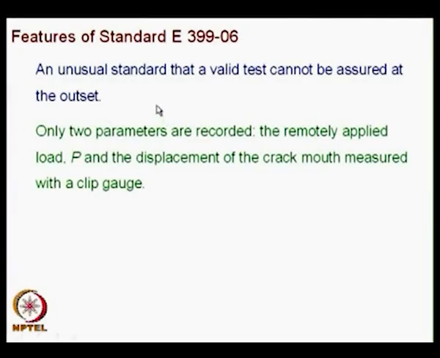And what is it that we have recorded? We have recorded only two parameters. One is the remotely applied load P and the displacement of the crack mouth measured with a clip gauge. So, these are the two measurements we ultimately make, but initially you do a fatigue loading to generate a natural crack. The actual test is done by monotonic loading. You do not vary the force there cyclically, you monotonically gradually apply. How gradual? That is also dictated by the code.